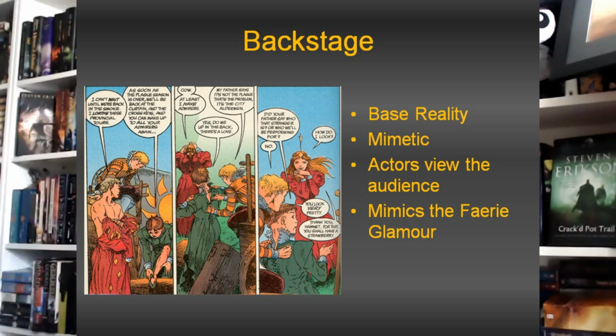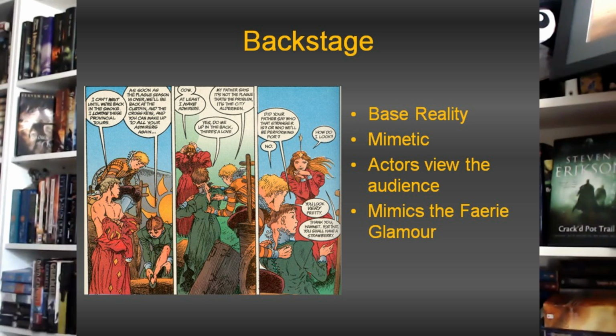So looking at the first area, the backstage area, it's firmly based in the real world. It's the most mimetic of all of the realms of existence that this particular issue covers. It's a normal, everyday reality where the actors relate to each other. They speak to each other as people. They ask about their day, and they watch the audience from behind the stage.